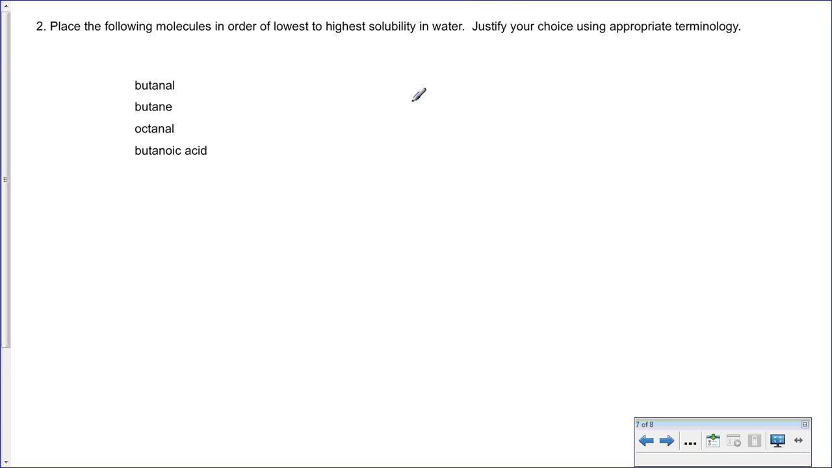With this next group, we want to look at lowest to highest solubility in water. So again, we want to identify the polarity and the types of intermolecular forces. Butanal and octanal are aldehydes, and they have the ability to form dipole-dipole forces. They are polar molecules. Butane is nonpolar and has London forces. Octanal, as I said before, also dipole-dipole.